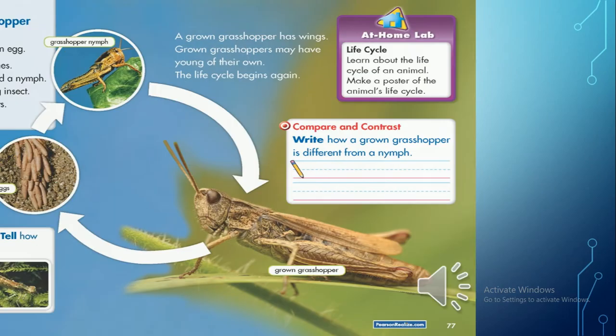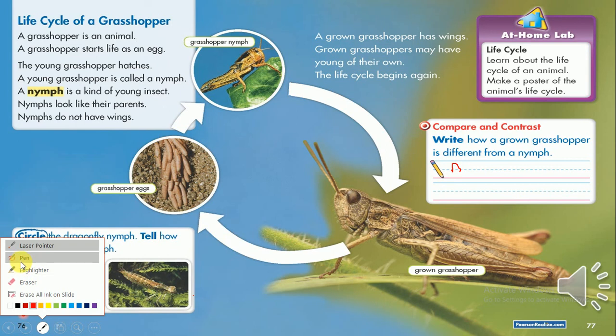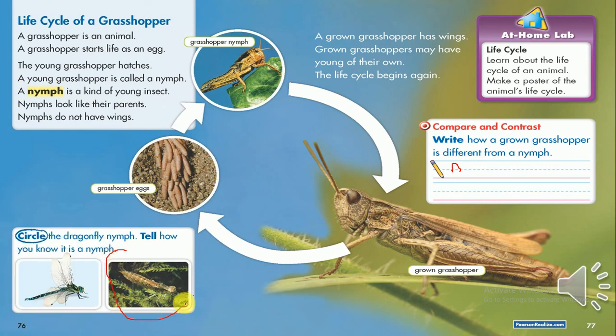Here in the book, we have another question. Circle the dragonfly nymph. We want to know which one of those is a nymph. So the dragonfly and grasshopper are both animals, both are insects, and don't have backbones. So we want to circle the dragonfly nymph. This has wings, this doesn't have wings. So which one is the nymph? This. Excellent. This is the nymph. Let's make a circle around this. Yes, like this. Circle the nymph, guys.